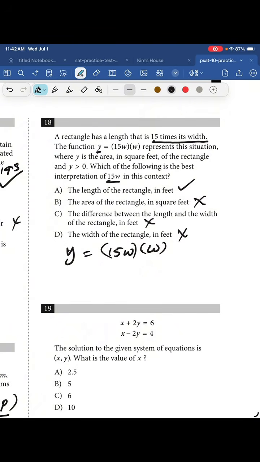Because remember, let's say the width is w. Okay, so the length, you see the length is 15 times the width. So 15 times w. So 15w represents the length.